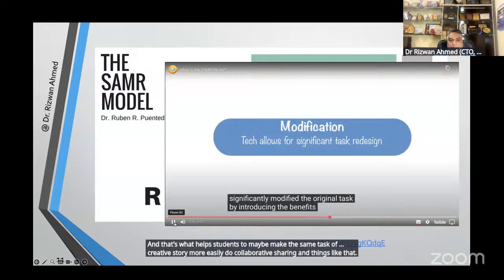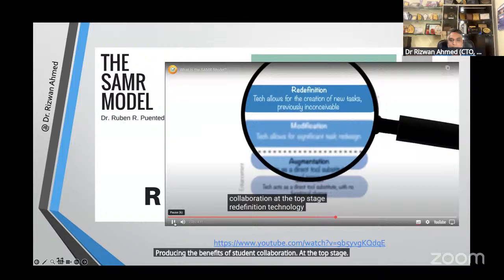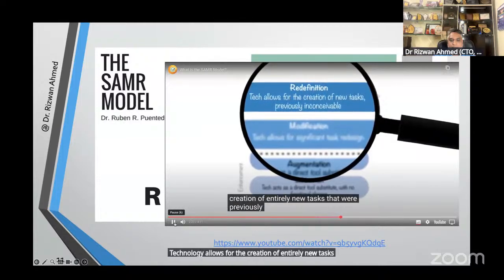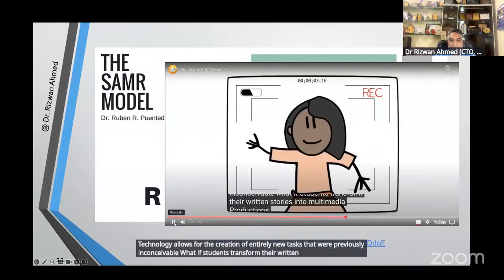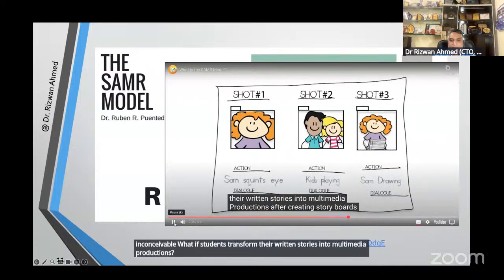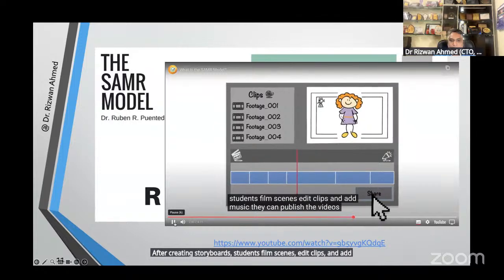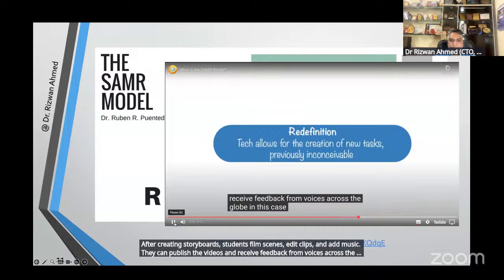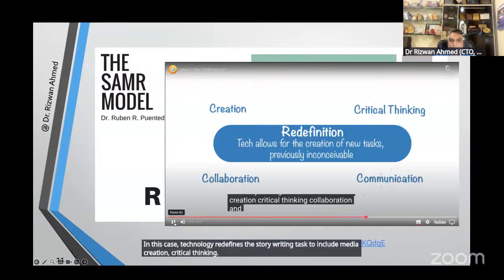Introducing the benefits of student collaboration. At the top stage, redefinition, technology allows for the creation of entirely new tasks that were previously inconceivable. What if students transform their written stories into multimedia productions? After creating storyboards, students film scenes, edit clips, and add music. They can publish the videos and receive feedback from voices across the globe. In this case, technology redefines the story writing task to include media creation, critical thinking, collaboration, and communication.